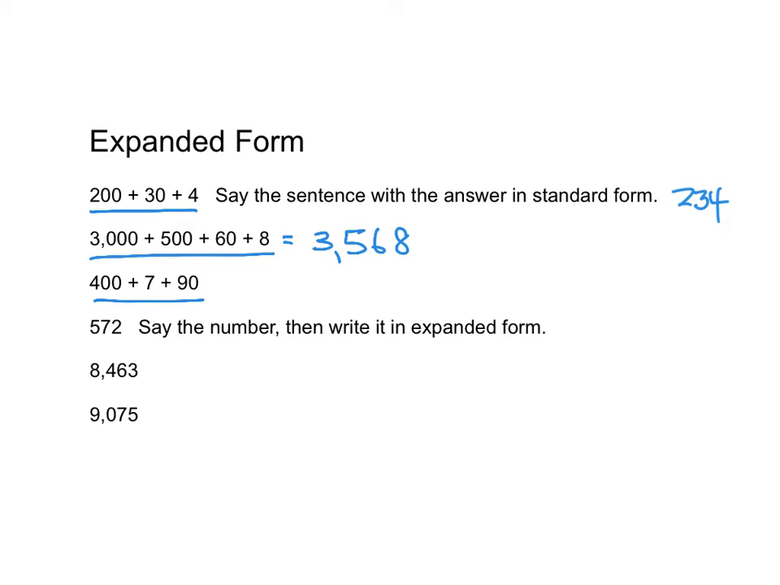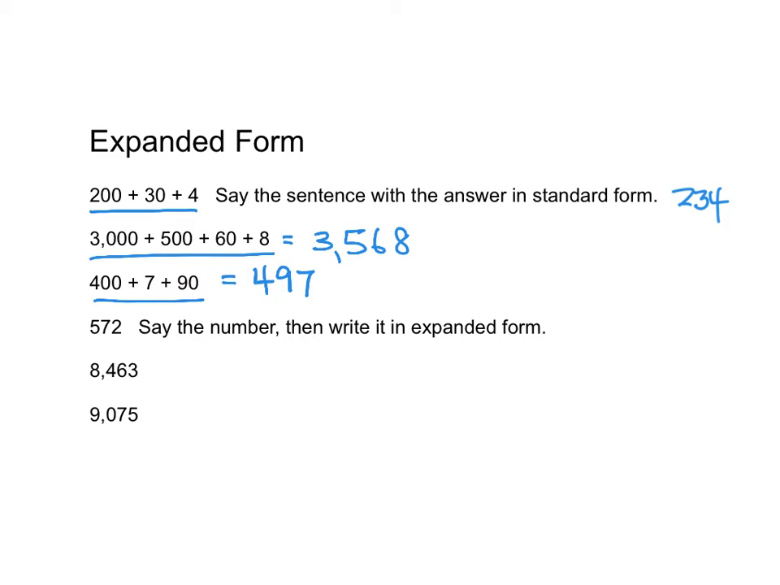They're not keeping it in the right order. Think what that answer is, and then let's say that whole thing together. 400 plus 7 plus 90 equals 497.